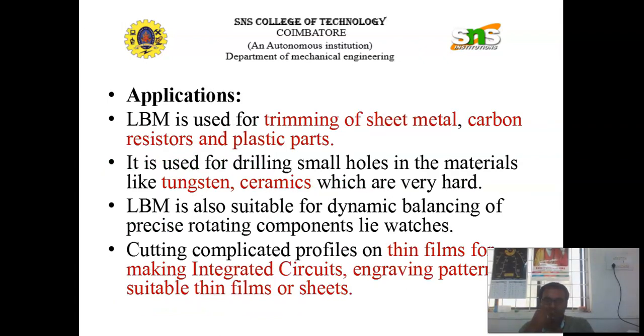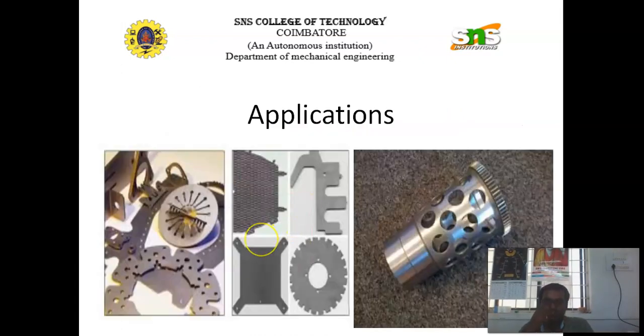And then applications: trimming of sheet metal, carbon resistors, and plastic parts. It is used for drilling small holes in materials like tungsten, ceramics, etc. Cutting complicated profiles on thin films for making integrated circuits. Engraving patterns on suitable thin films or sheets can be done with the help of the laser beam machining process. These are some of the parts produced with the help of LBM, the laser beam machining process.